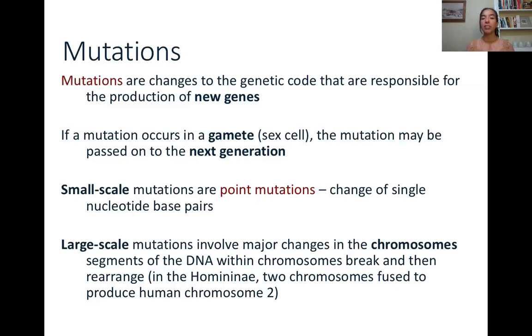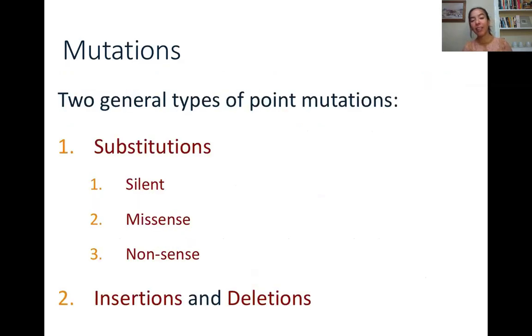Now, mutations can be of a small scale, and those are called point mutations, and they can change a single nucleotide base pair or more. And also we're going to have larger scale mutations, and those are going to be rearrangements of pieces of chromosomes. And we're going to learn about one particular example that involves human evolution. Now in the point mutations, we're going to have substitutions and insertions and deletions.